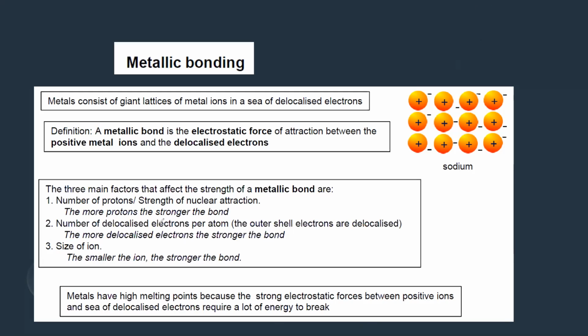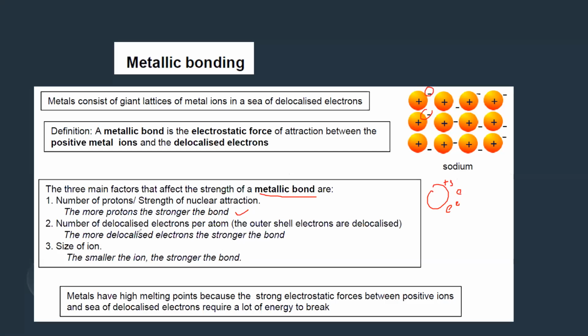And there are 3 main factors that affect the strength of a metallic bond. Number 1, number of protons. Greater the number of protons, stronger the metallic bond. Number of delocalized electrons per atom. As you can see, sodium is having one delocalized electron per atom. But if I take aluminum, aluminum is +3. So more protons are there, and 3 delocalized electrons. So stronger force will be there.